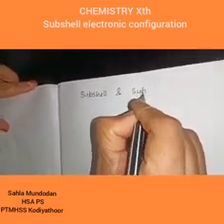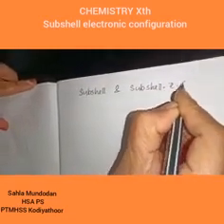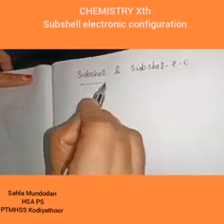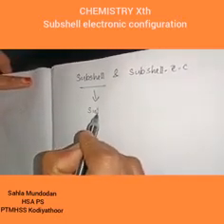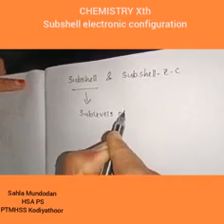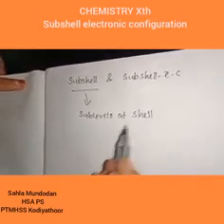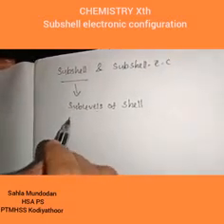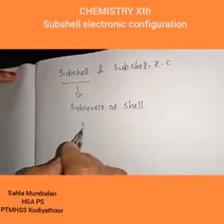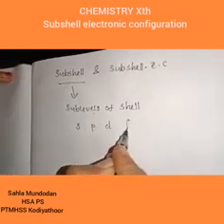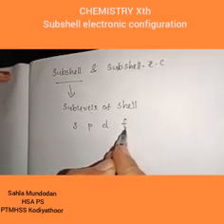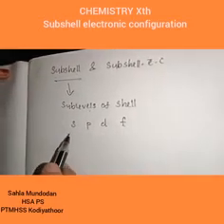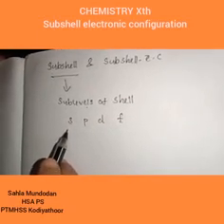Next topic is subshell and subshell electronic configuration. Actually, subshells are the sub-levels of a shell, that is, of the principal energy levels. Subshells are termed as S, P, D, F. Each shell consists of subshells. The number of subshells is equal to the shell number.